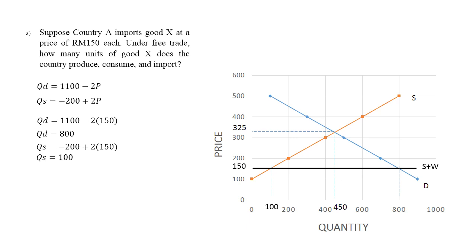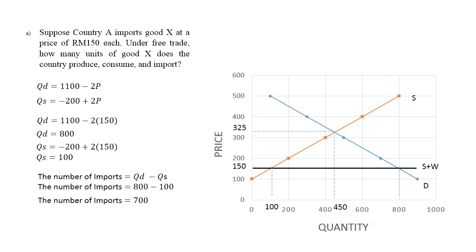Okay, then next you have to find how many units of good X that the country imports. So the quantity demanded minus quantity supplied gives you the number of imports. This is our quantity demanded, minus this quantity supplied, then you will get the number of imports. 800 minus 100, you will get 700.